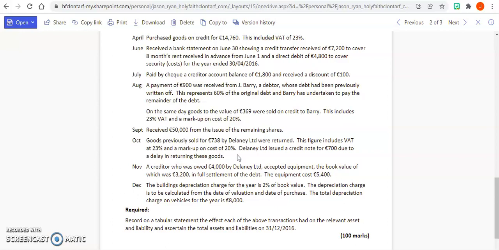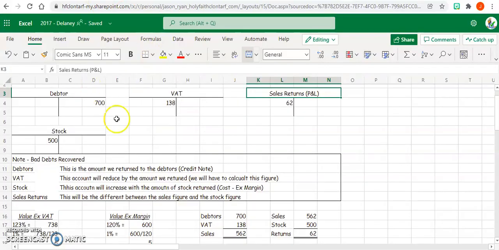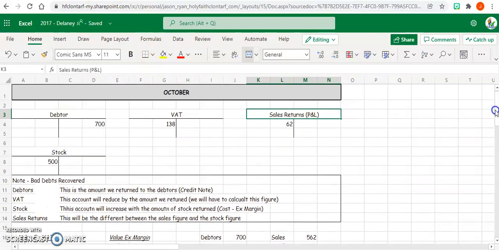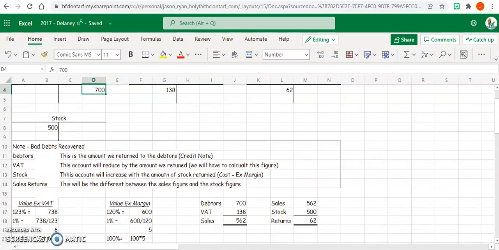And Delaney issued a credit note for 700 due to delay in return of these goods. That 700 is going to reduce our debtors. And then we're going to find out what is the VAT, find out what is the stock, and find out how much is going to be adjusted in the profit and loss account. So your debtors are going to reduce by 700, as we said. Remember, debtors is an asset. To reduce your assets, we're going to put it in the debit side.